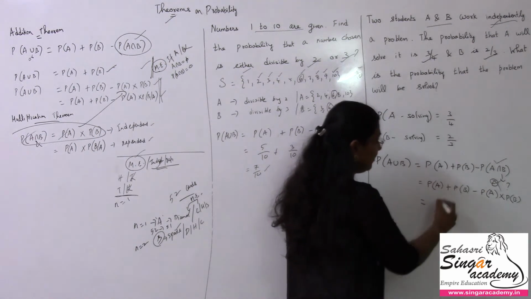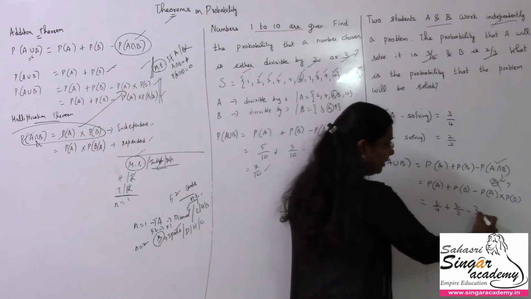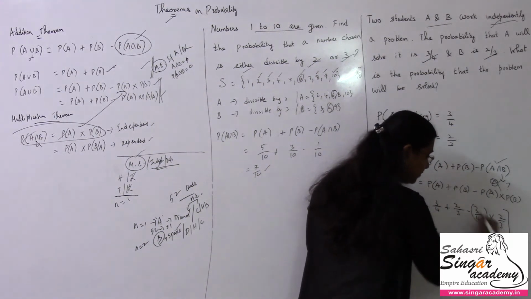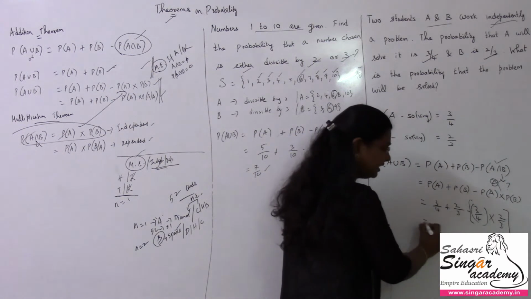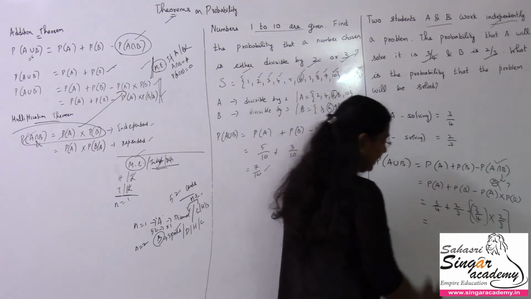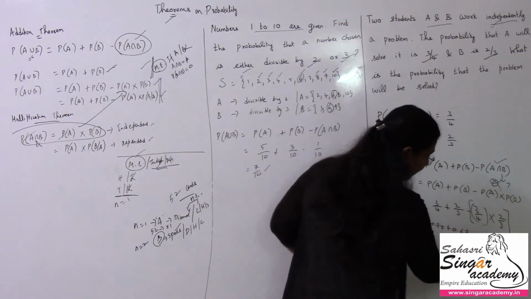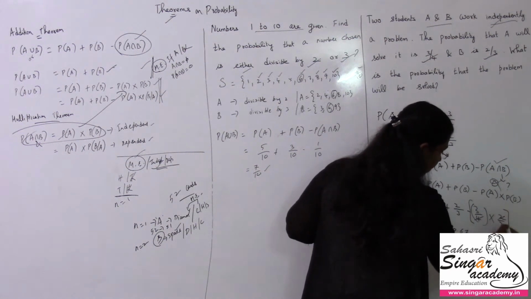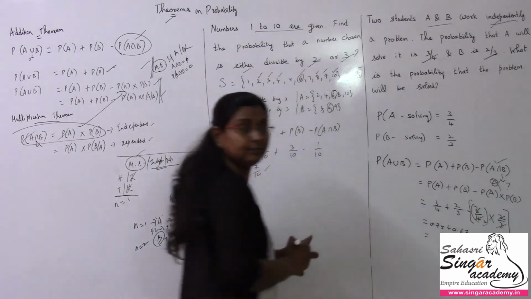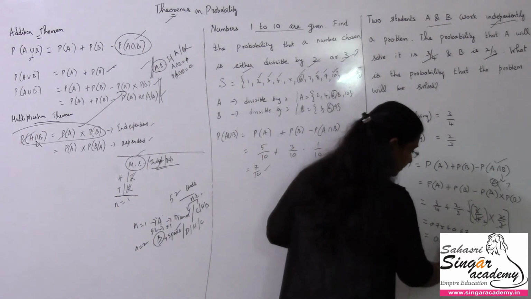So P of A is 3 by 4 plus P of B is 2 by 3 minus P of A, 3 by 4, into P of B, 2 by 3. So I have to take this full value and subtract it from this value. Shall I get the final value please? Now directly the final value: 0.75 plus 0.67 minus half, 0.5, is 0.92. You can check it yourselves.